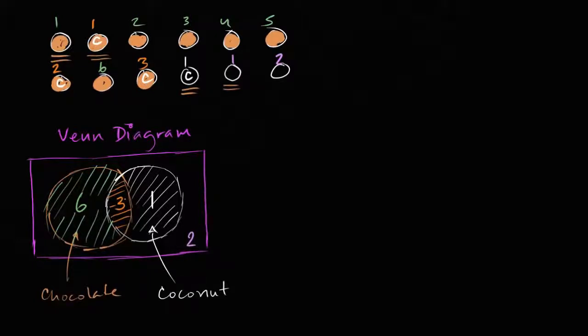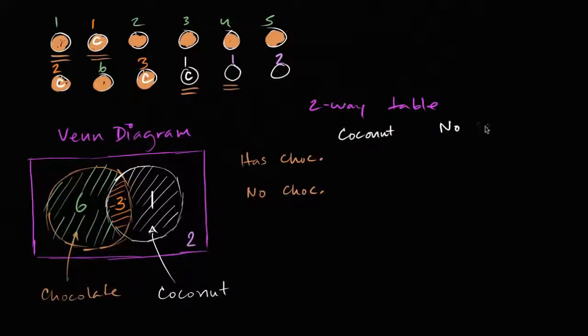Another way to do it would be with a two-way table. A two-way table. And on one axis, say the vertical axis, we could say, let me write this. So has chocolate. I'll write choc for short. And then I'll write no chocolate. No chocolate, choc for short. And then over here, I could write coconut. No, I want to do that in white. I got new tools, and sometimes the color changing isn't so easy. So this is coconut, and then over here I'll write no coconut.